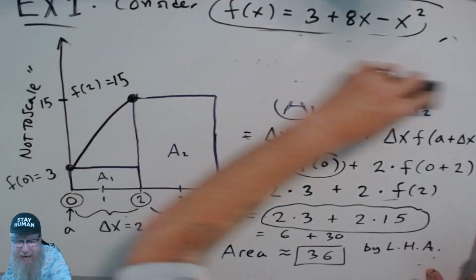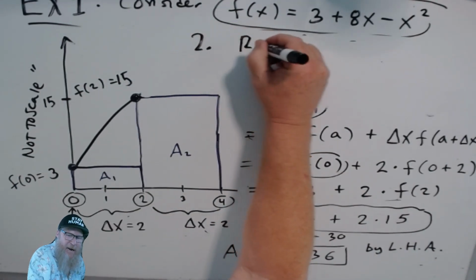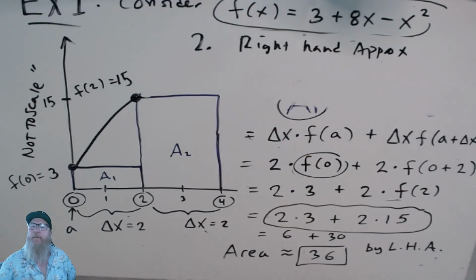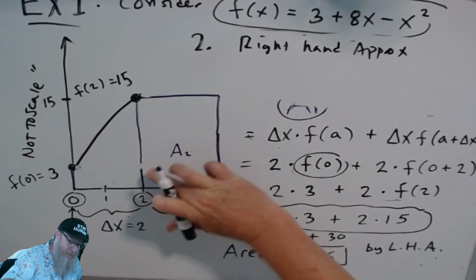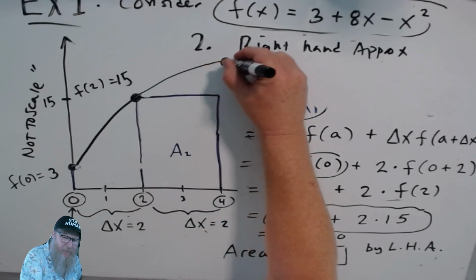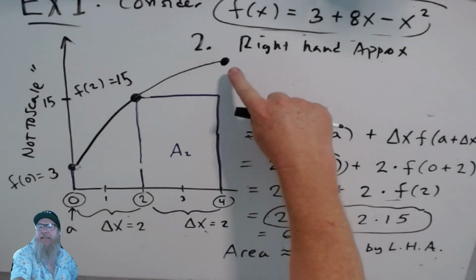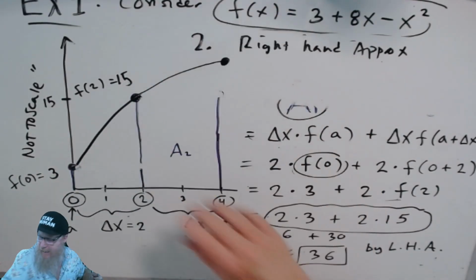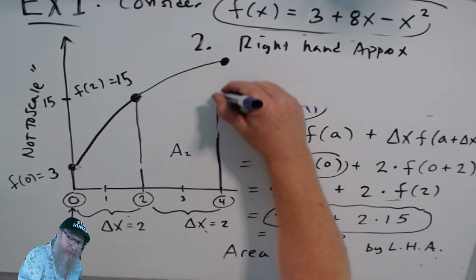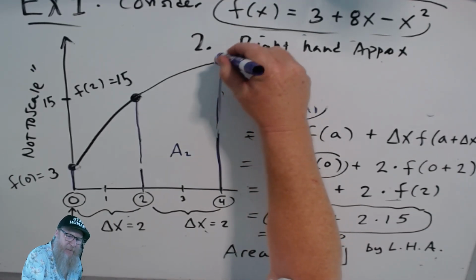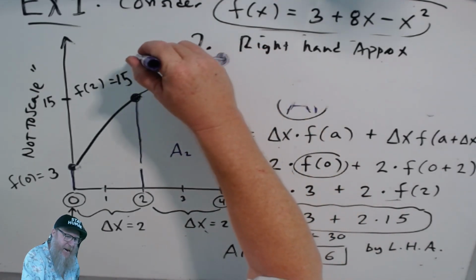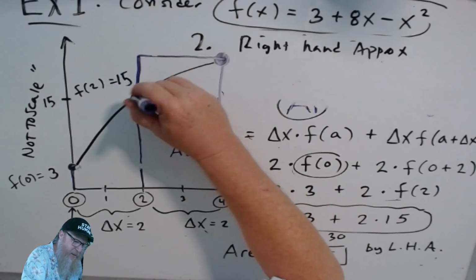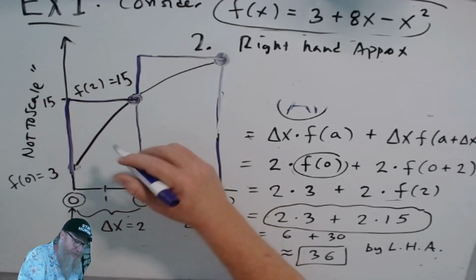All right. So now we'll do right-hand approximation. So let's redraw our graph. I go all the way to 4. I erased that temporarily because I didn't need it, but now I need it. All right, so now the right-hand approximation. So this is going to be the height of the second rectangle. And then this will be the height of the first rectangle.